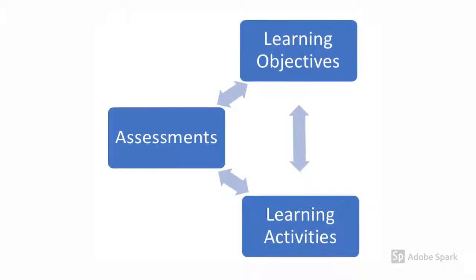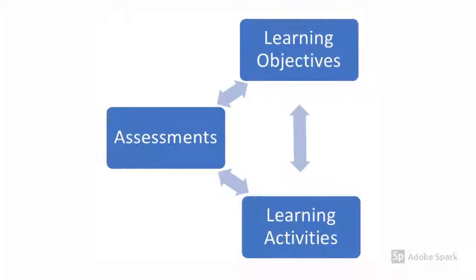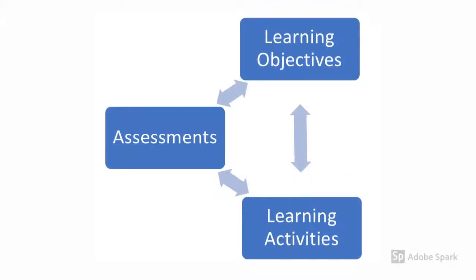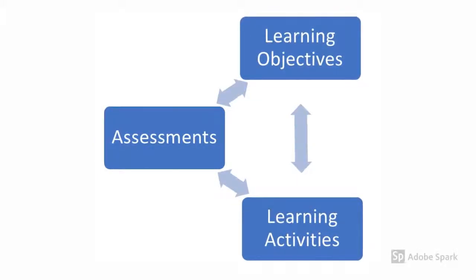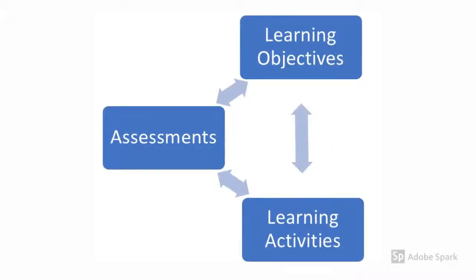So the last thought is how everything sort of fits together. Right? So everything should be aligned, right? Your learning objectives should be driving what your assessments and your learning activities are. However, as you're designing your course, this is a really iterative process. So you might find that you need to make some changes to your assessments after you've developed your learning activities, or to your learning objectives, and vice versa. And that's fine.